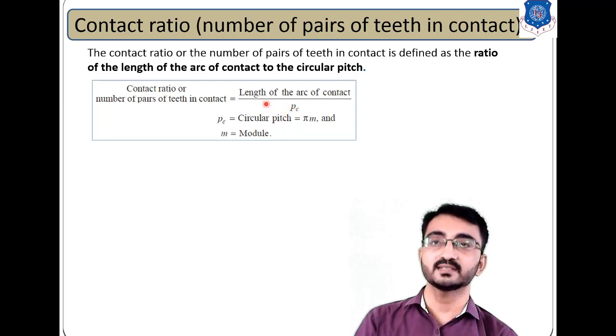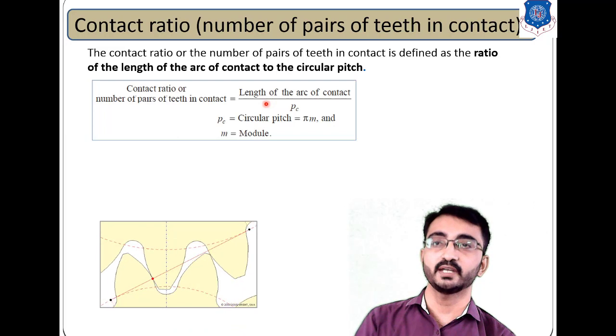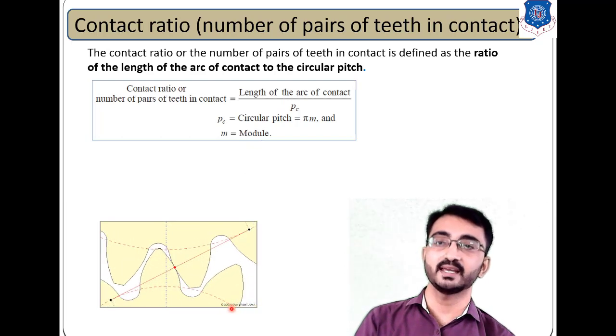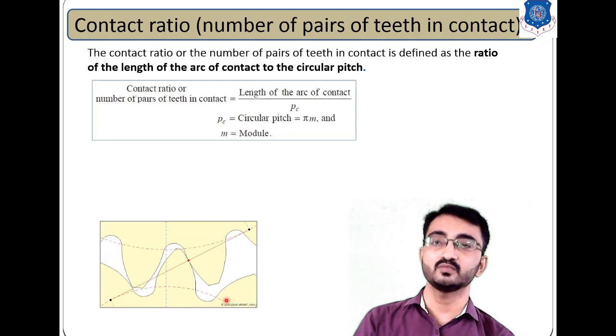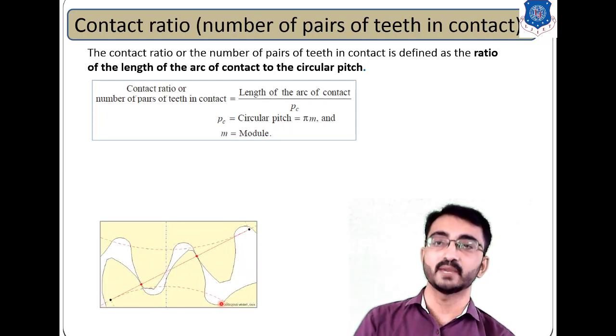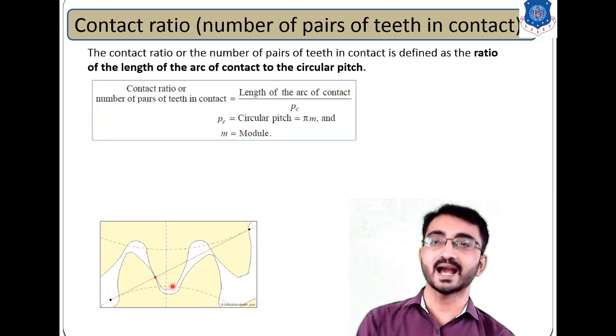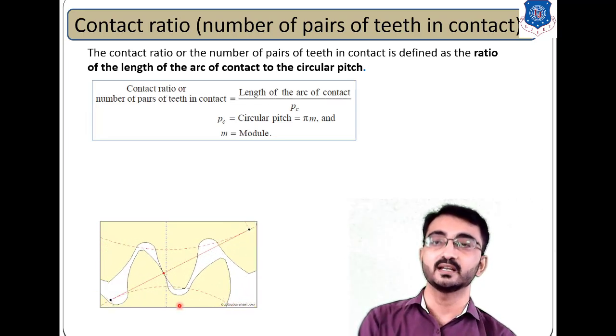In our previous slide we have discussed the length of arc of contact. Now how can we calculate this length of arc of contact and how can this contact ratio be achieved? If we refer to this as the length of arc of contact, it means that this much arc will be in contact with the meshing gears. At that time we divide this arc by the circular pitch, which defines the number of teeth on its pitch circle diameter.